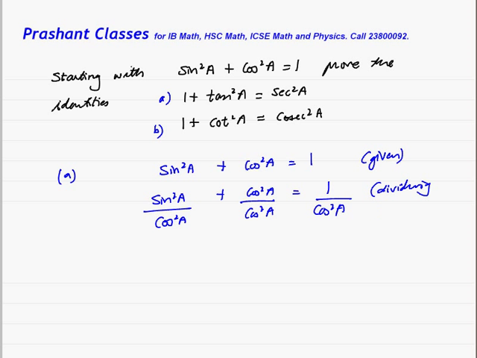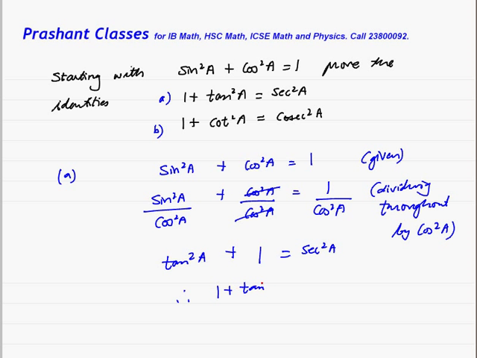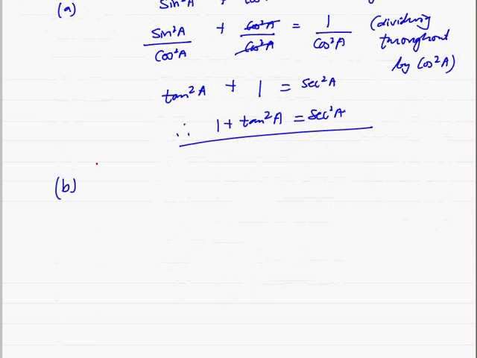Dividing throughout by cos square a, this will become tan square a plus 1 is equal to sec square a. Therefore, 1 plus tan square a is equal to sec square a. First part proved.